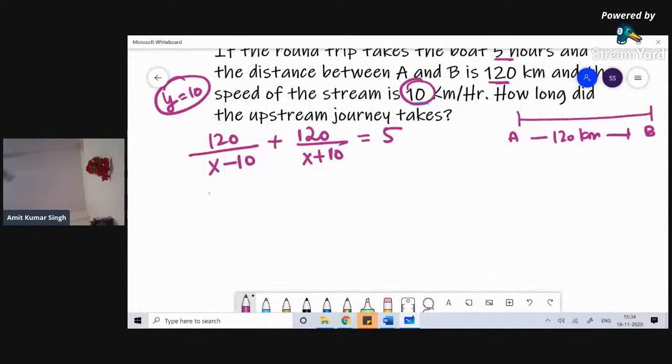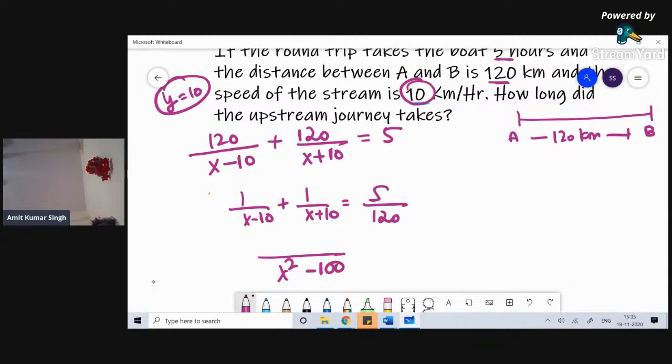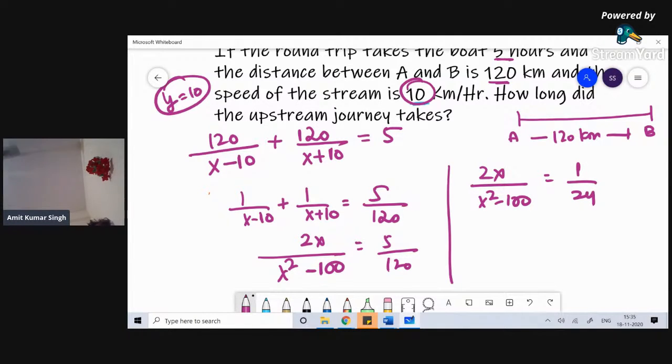So you take 120 common. 1 by x minus 10 plus 1 by x plus 10 is equal to 5 by 120. So you take the LCM, x minus 10 into x plus 10, that is x square minus 10 square. So the numerator would be 2x. So I can write 2x by x square minus 100 is equal to 1 by 24.